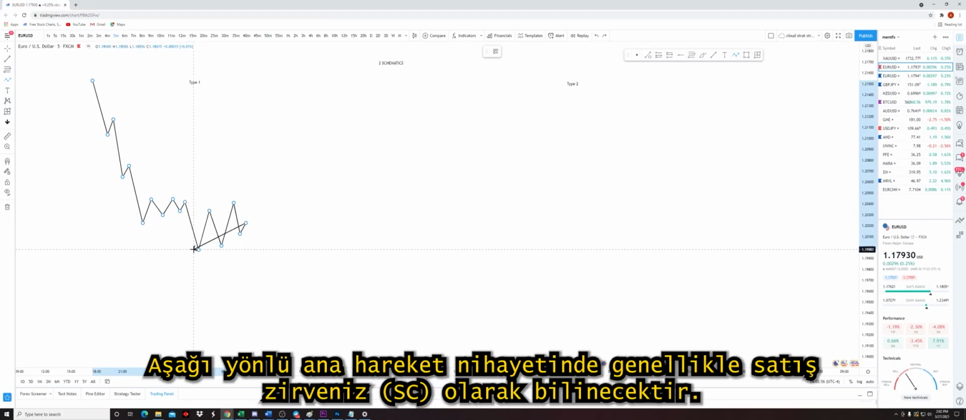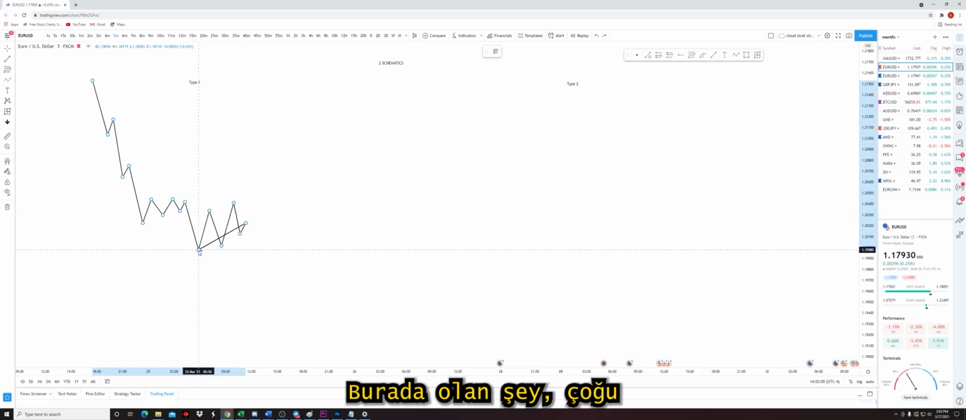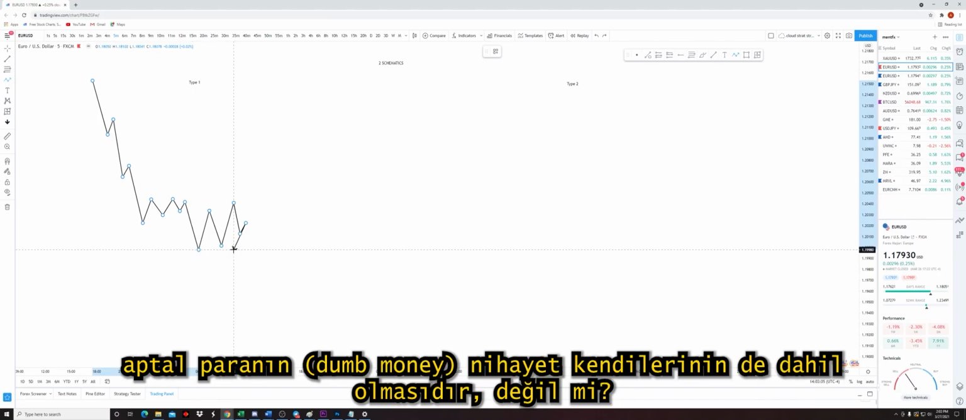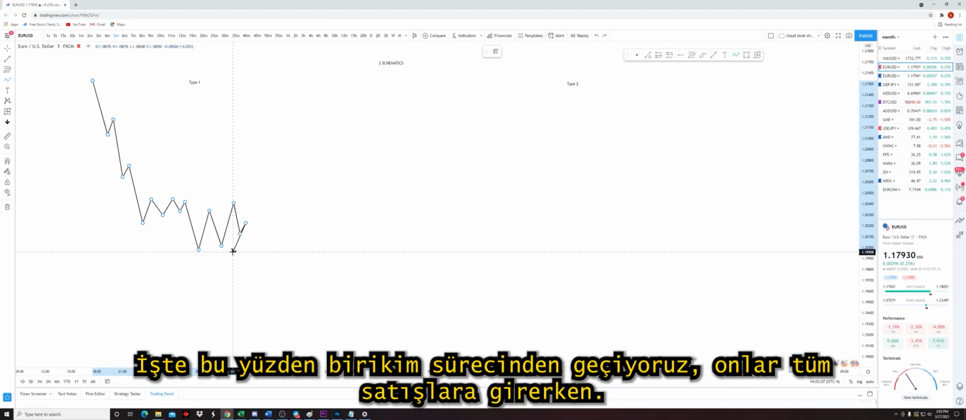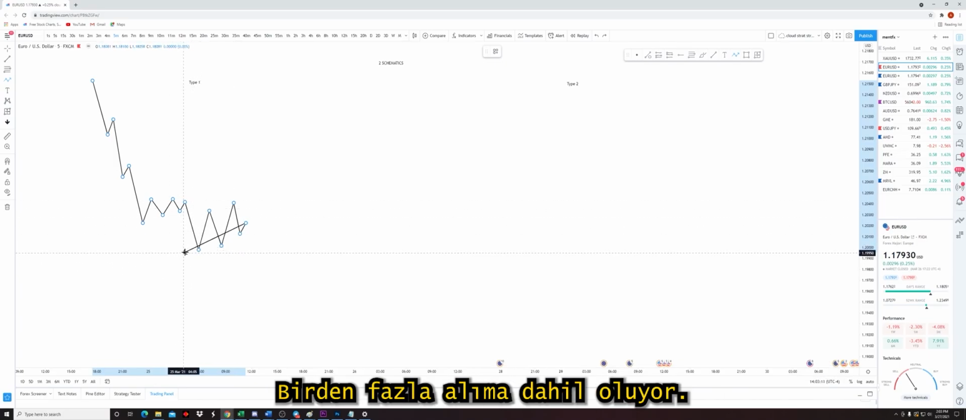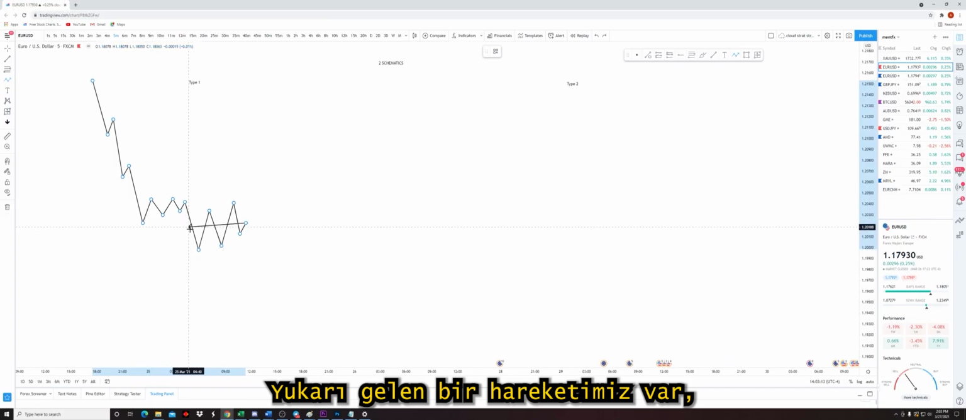Now, the major move down, ultimately, usually, is going to be known as your selling climax. What's happening here is most dumb money is now finally getting involved in sells, right? So this is why we're undergoing accumulation. And as they're getting into all those sells, guess what the composite man is doing? Getting involved in multiple buys.